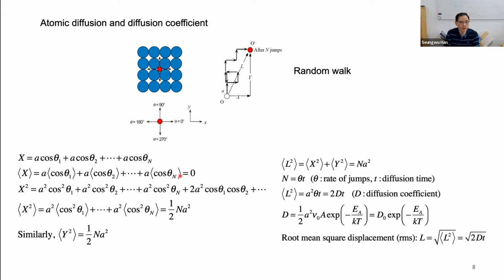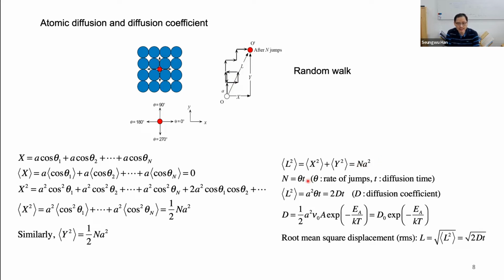In order for that, we have to calculate x squared instead of x, right? And if we take the average, then now we have a finite quantity, half of n times a squared. Similarly, we have the distance along the y direction: the expectation value of y squared is half of n a squared. And so the total squared distance from the original position is given by n times a squared.